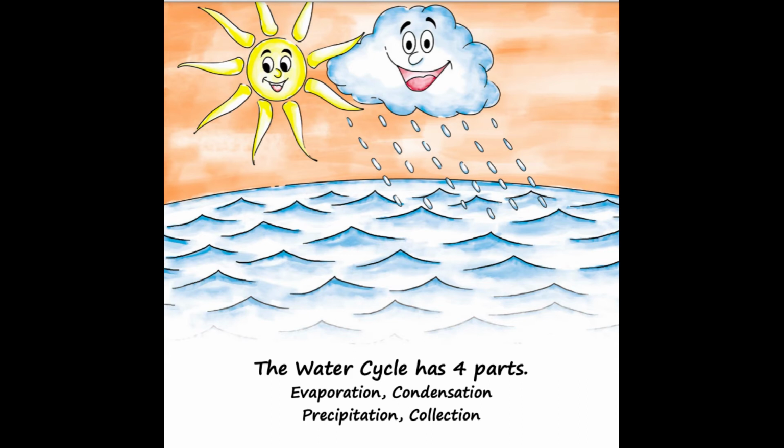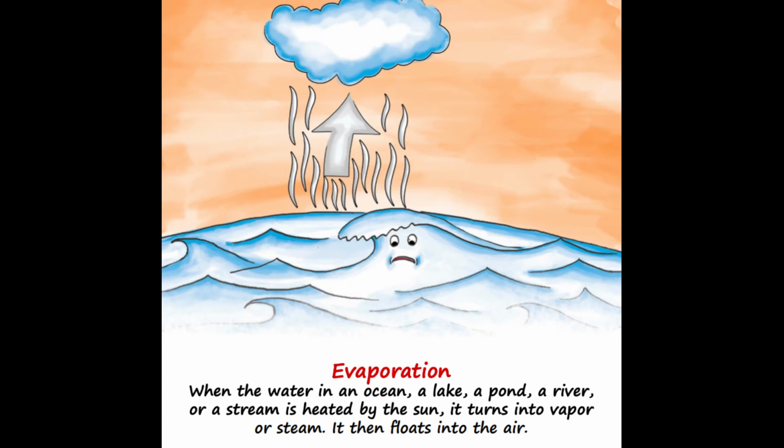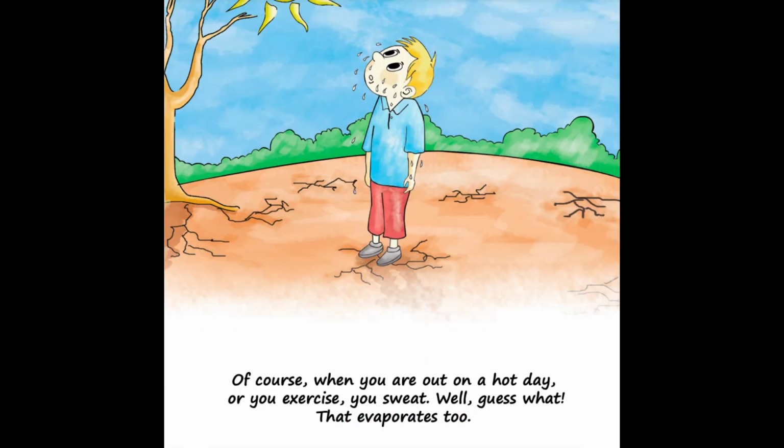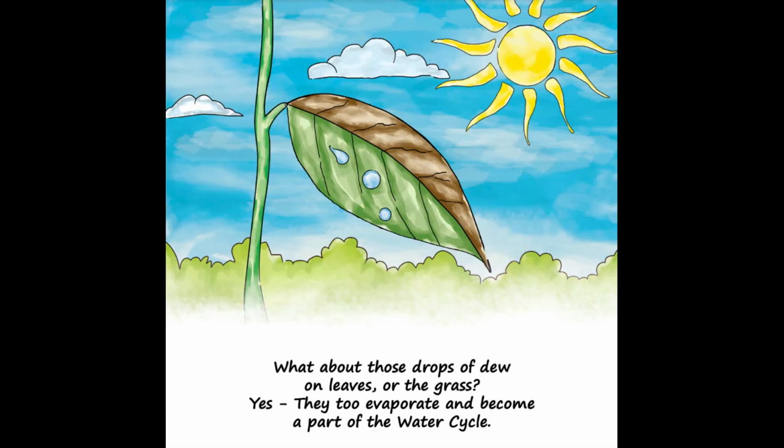The water cycle has 4 parts: evaporation, condensation, precipitation, and collection. Evaporation. When the water in an ocean, lake, pond, a river, or a stream is heated by the sun, it turns into vapor or steam. It then floats into the air. Of course, when you are out on a hot day, or you exercise, you sweat, well, guess what? That evaporates too. What about those drops of dew on leaves or the grass? Yes, they evaporate too and become a part of the water cycle.